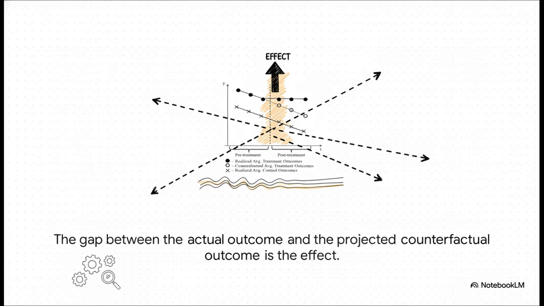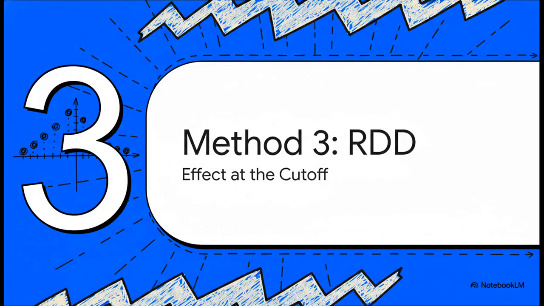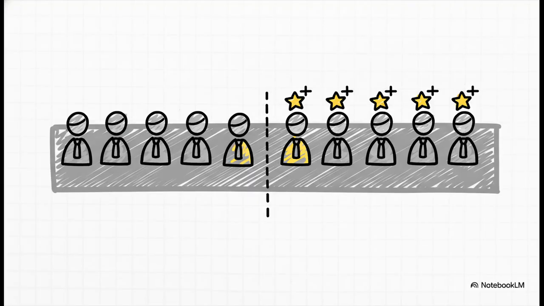And the gap that opens up between that ghost timeline and what actually happened, that right there is the estimated effect. All right, time for the next tool in the box. Method 3 is called regression discontinuity. Now this one is incredibly clever and powerful, but it only works in some very specific situations where there's a really sharp cutoff. You use this when there's a hard rule that decides who gets something and who doesn't.